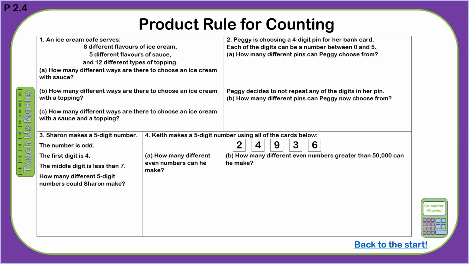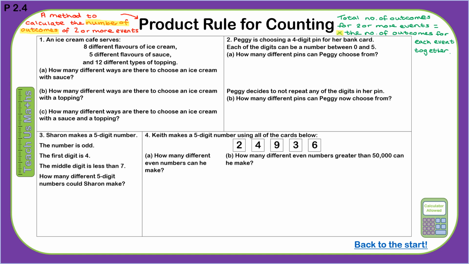In today's lesson, we are going to look at the product rule for counting. This is a method that allows us to calculate the number of outcomes of two or more events. To find the total number of outcomes for two or more events, we multiply the number of outcomes for each event together. Remember that in maths, the word product means times. This is where it gets its name from.